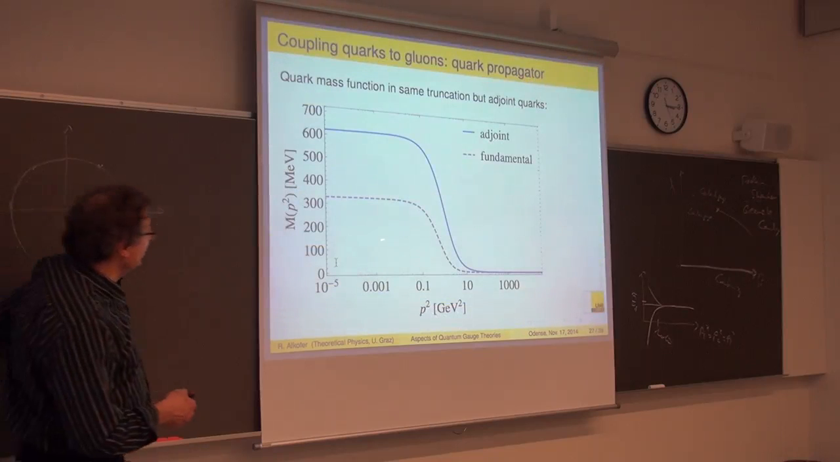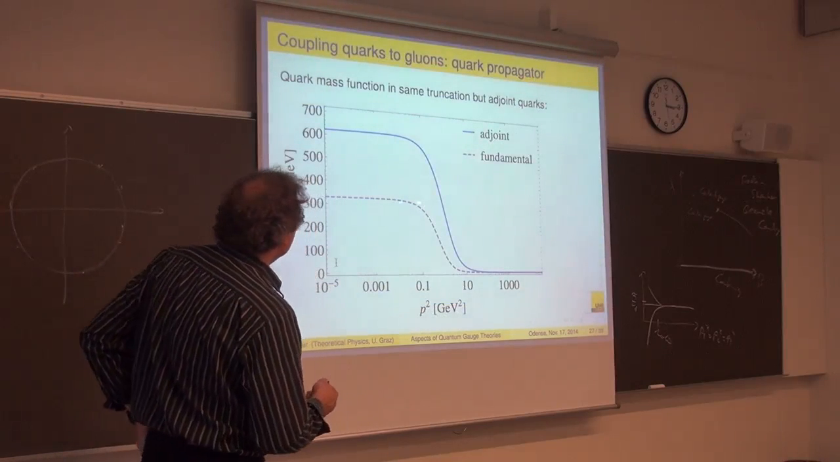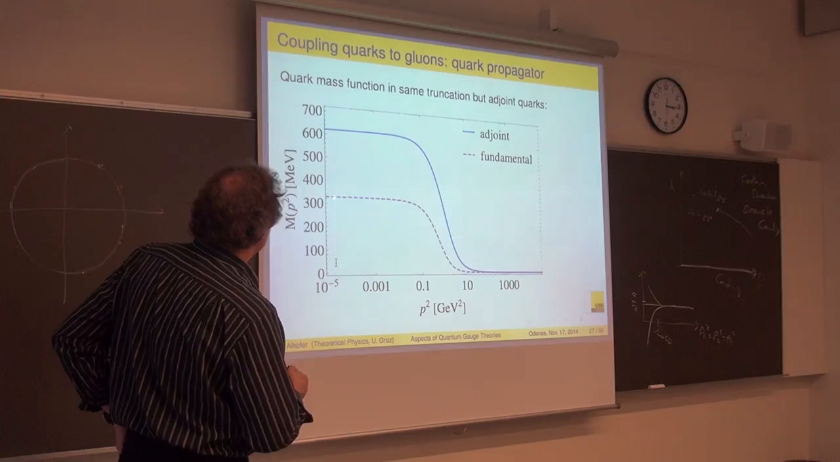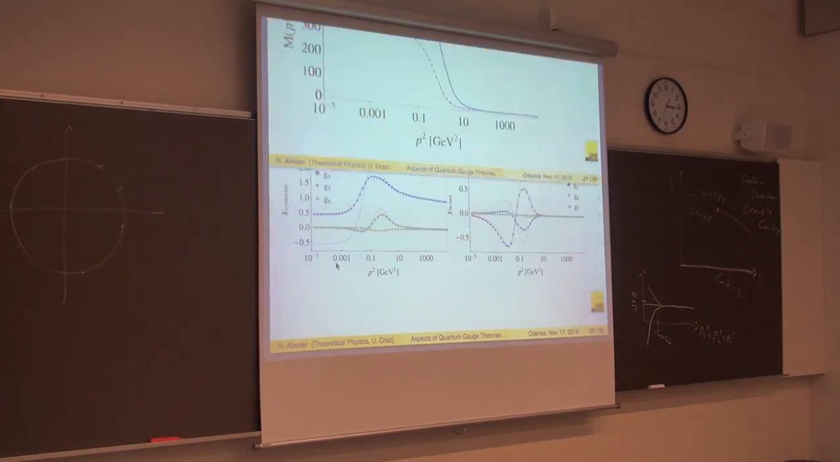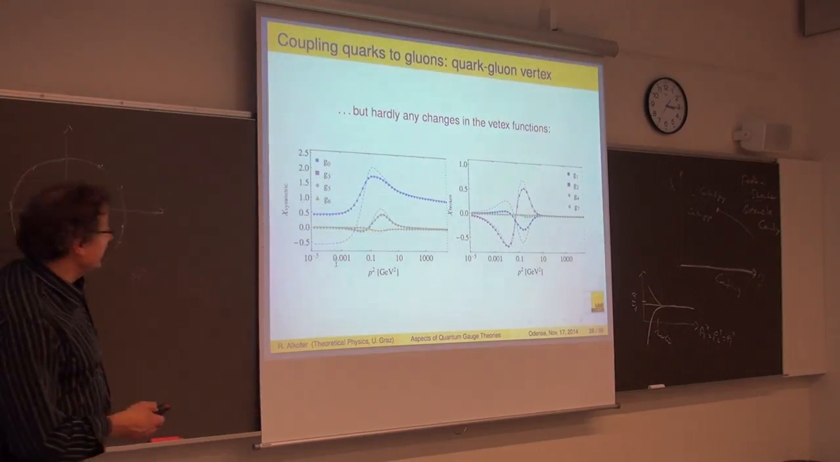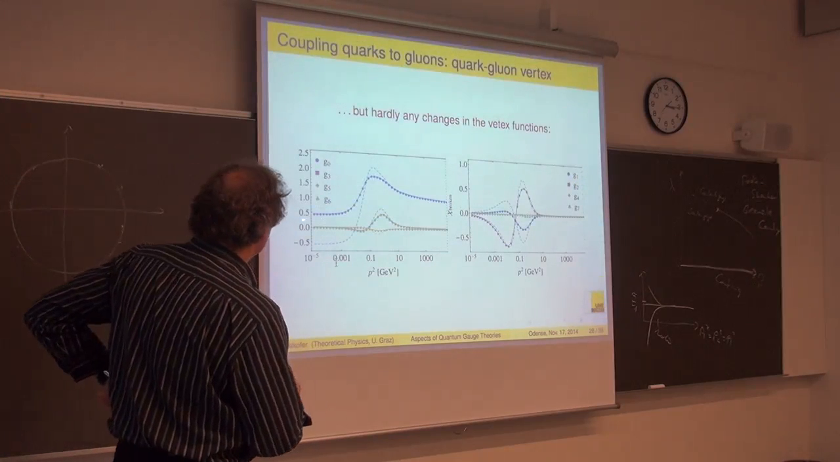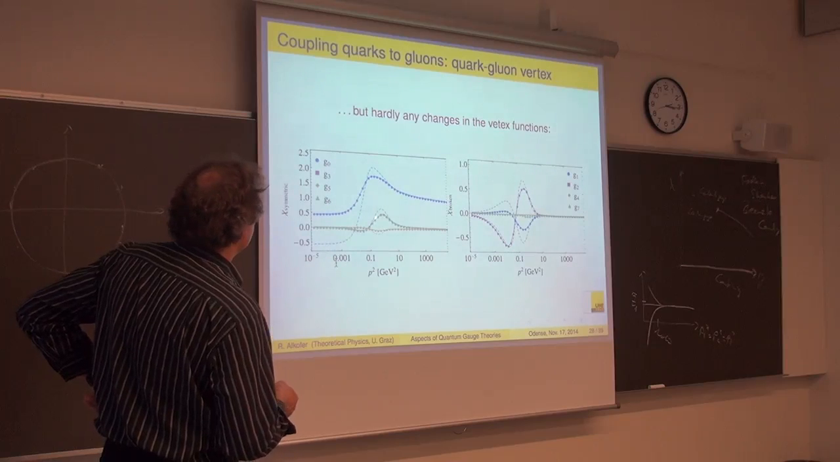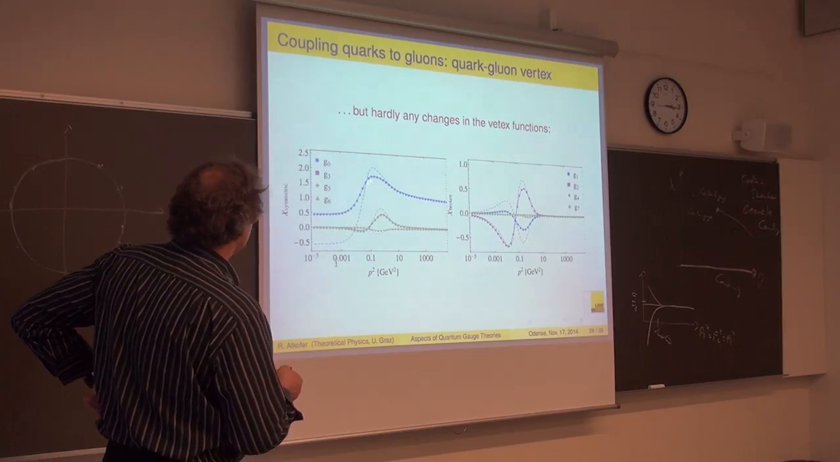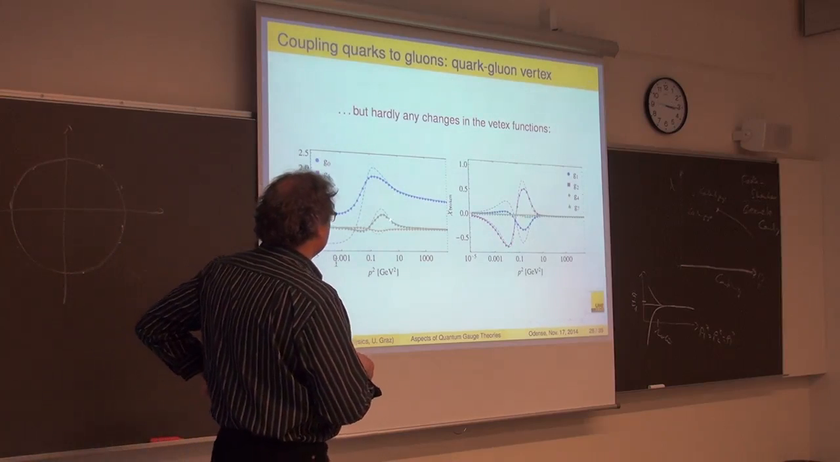Of course, with adjoint quarks, you produce much more quark mass, practically double as much, but amazingly, the quark-gluon vertex functions, except that this zero is gone, don't show such strong variations. This is really not as much.